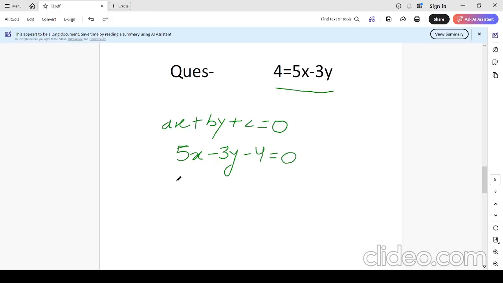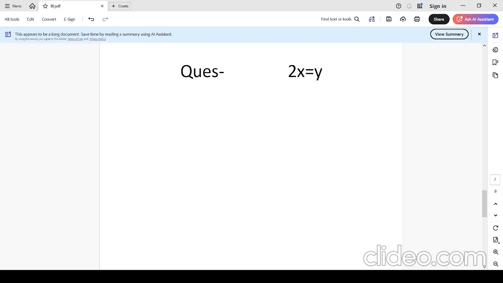Now write the values of a, b and c. a, which is the coefficient of x, is 5. b, which is the coefficient of y, is minus 3. Be careful here, it's minus. In the standard form we have plus, but the sign here is minus. The value of c is minus 4. Clear? Next question, and the last question for today.